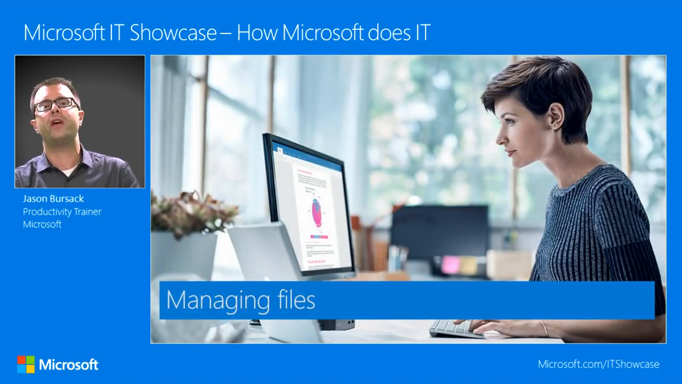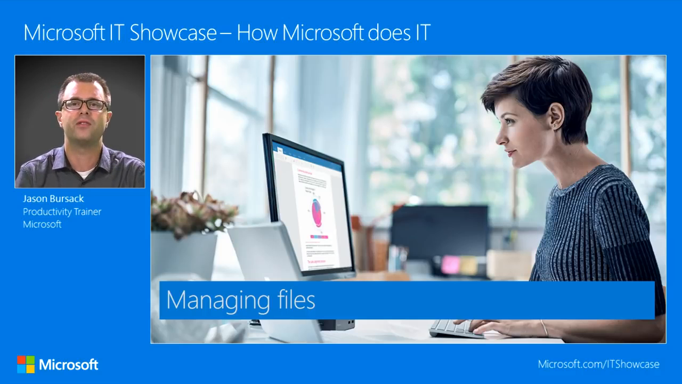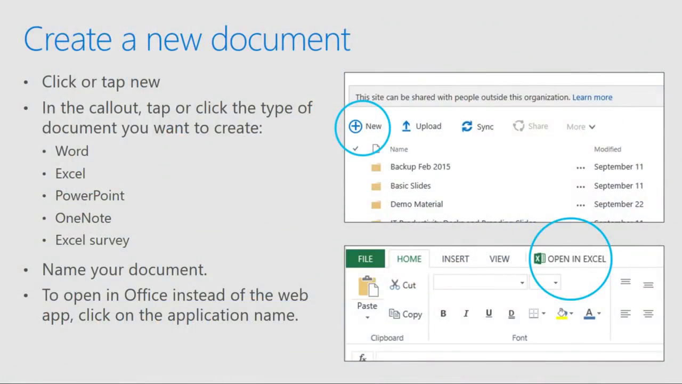So we are going to segue now into managing files. You can create a new document right in OneDrive for Business. You don't need to create the document on your PC and then upload it. All you need to do is click or tap the New button in the interface, and that will allow you to make a new document, be it a Word document or an Excel spreadsheet or a PowerPoint presentation.